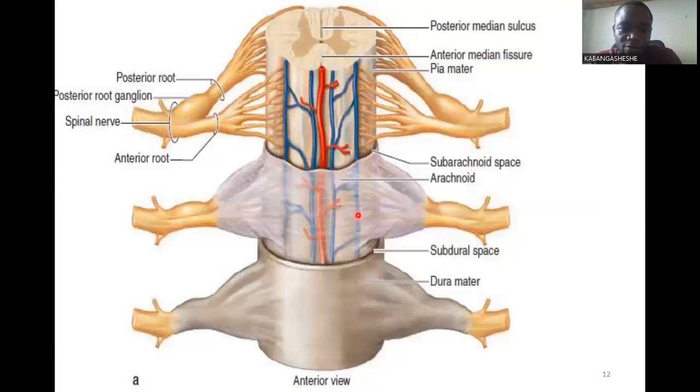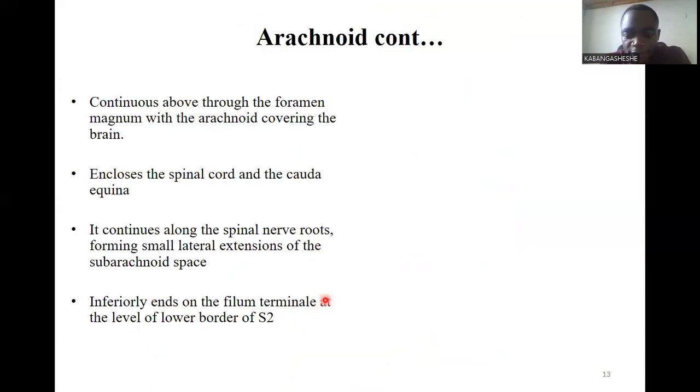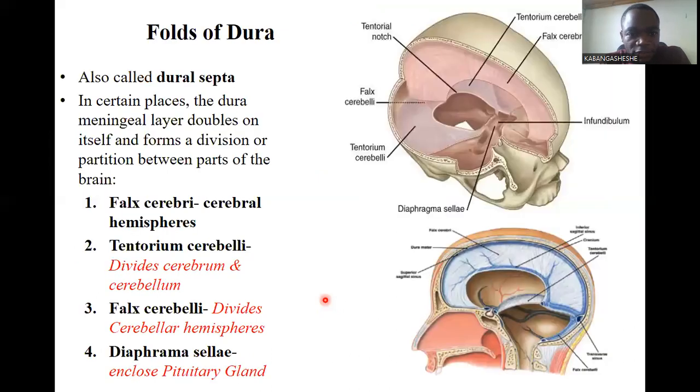So this is the arachnoid mater. Then that is the spinal cord. That glassy appearance you're seeing there is the pia mater. The space between the arachnoid and pia mater is the subarachnoid space, and I said this is where cerebrospinal fluid will be found together with blood vessels. So this is the toughest one. Very tough indeed. All right, so that's about the dura mater.